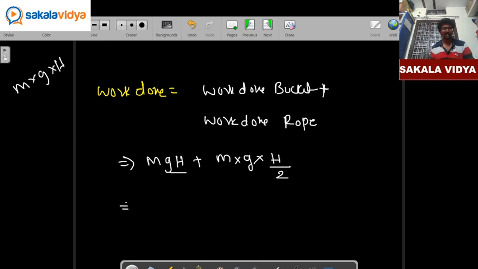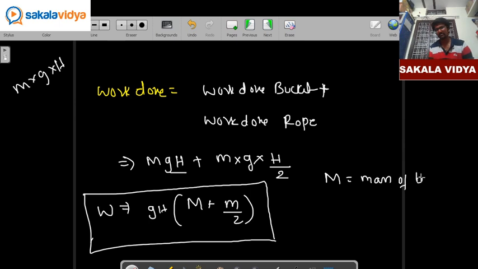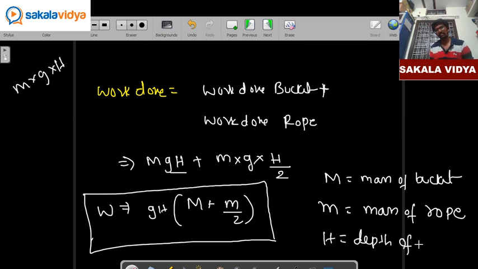So what is common here? gH is common. If we take gH common, then we get capital M plus small m divided by 2. So this is the formula to calculate work done against gravity when the mass of the rope is considered, where capital M is the mass of the bucket, small m is the mass of the rope, and capital H is the depth of the well or the displacement made by the rope or bucket. Okay, let us solve one more question on this.